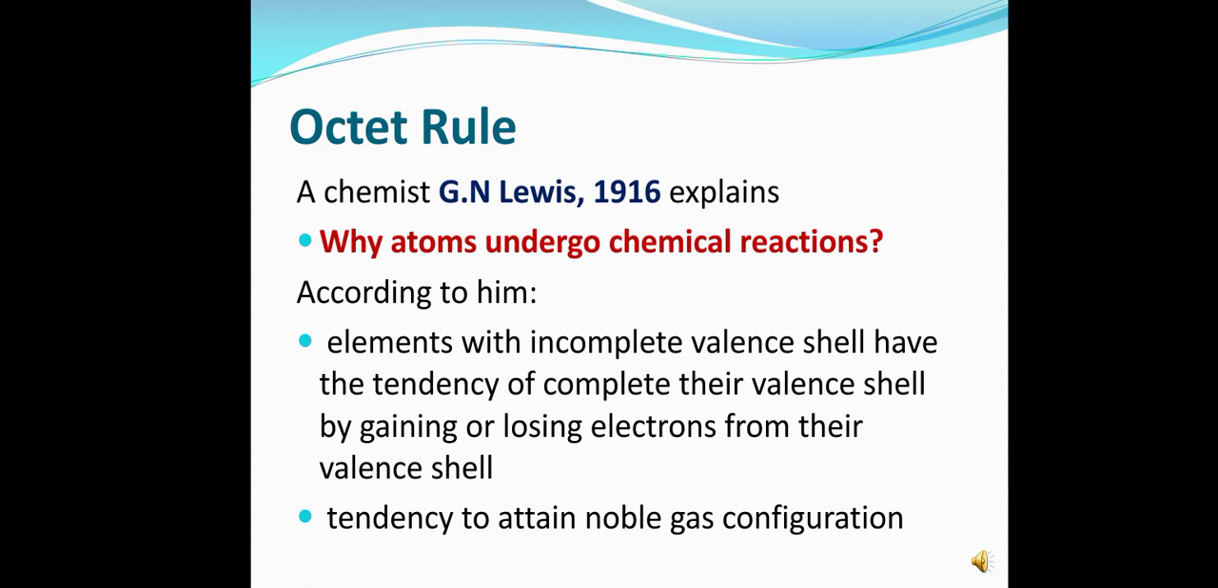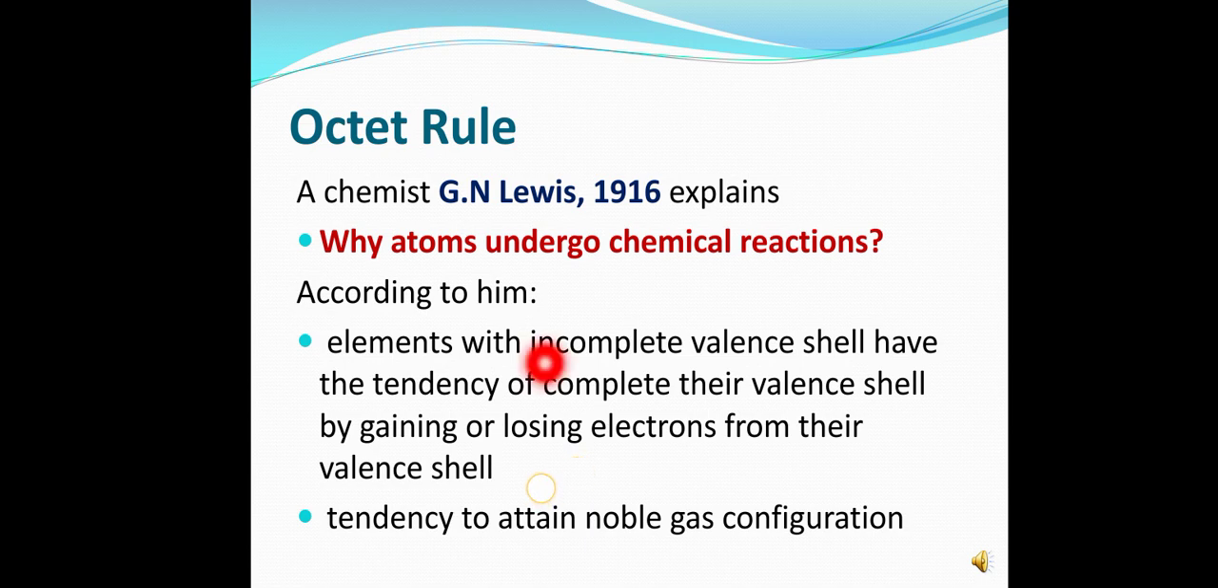So elements basically gain or lose electrons. For example, chlorine would gain one electron from sodium, and sodium is losing one electron from its outermost shell to chlorine, making it NaCl.